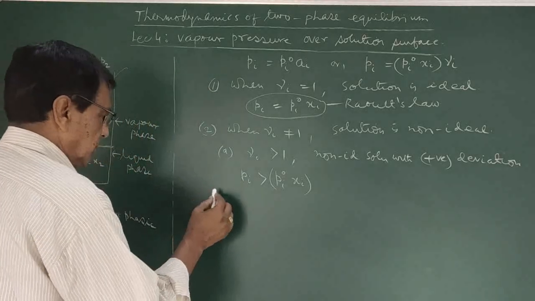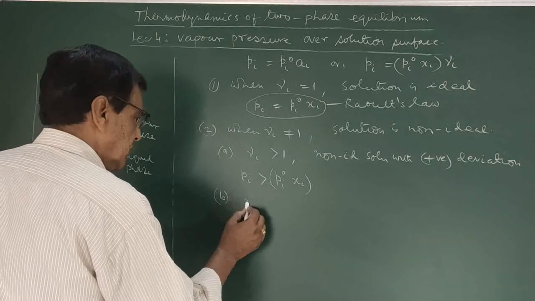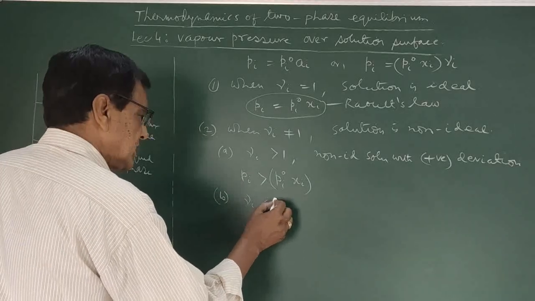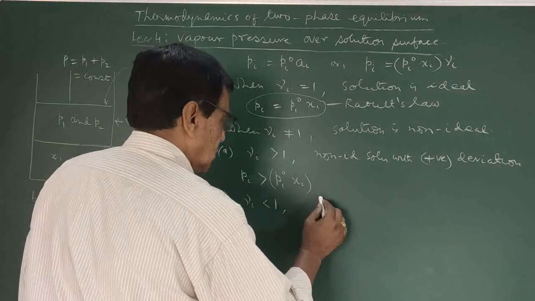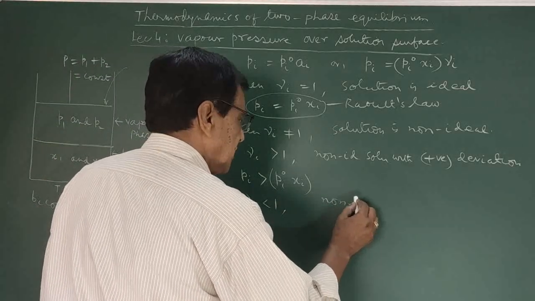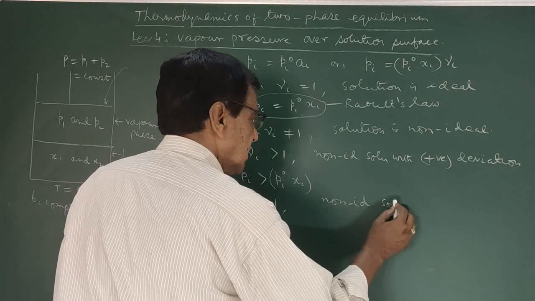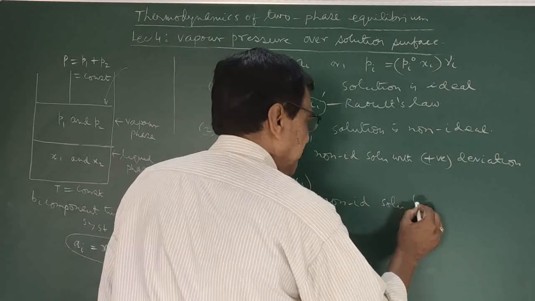And whenever gamma i is less than 1, it becomes a non-ideal solution with negative deviation.